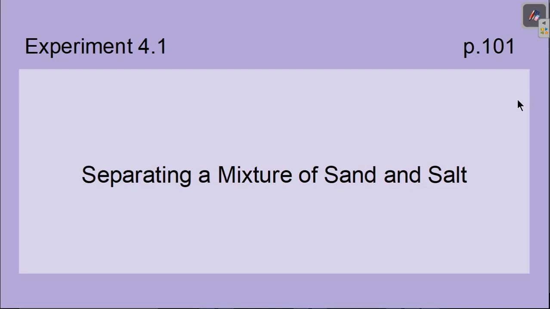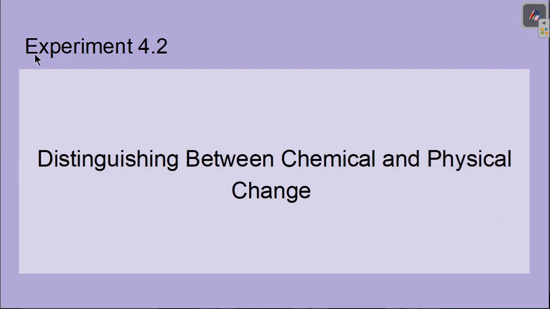Now, you will be doing an experiment this week, experiment 4.1 on page 101, in which you're going to be separating a mixture of sand and soap. So I hope you have fun. If you have questions about it before you turn in your lab report, please remember to ask anything you need to ask. Experiment 4.3, you're going to be doing as well this week. So you're going to do an experiment that will help you cement in your brain the difference between chemical and physical changes.